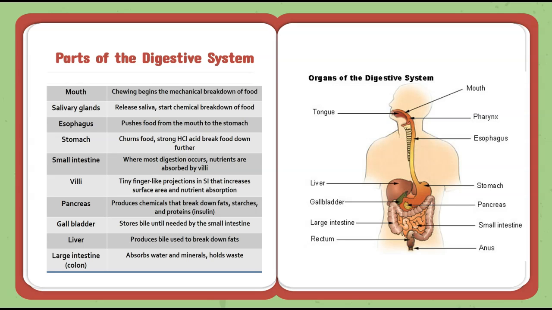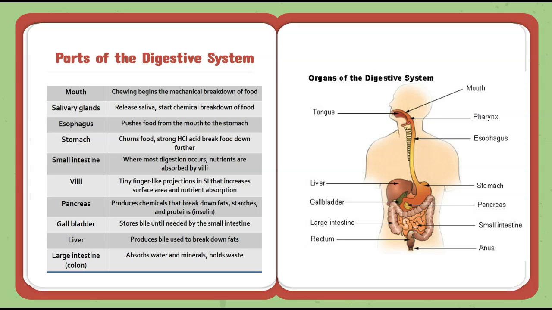Now, they're absorbed into the bloodstream through structures called villi. These are tiny finger-like projections that increase the surface area and nutrient absorption. So instead of having a flat surface, it's kind of like a rug or carpet. Okay, it's not quite flat, but it's made up of little hairs or finger-like projections. And each villus is filled with capillaries and blood vessels to increase that surface area for absorption.